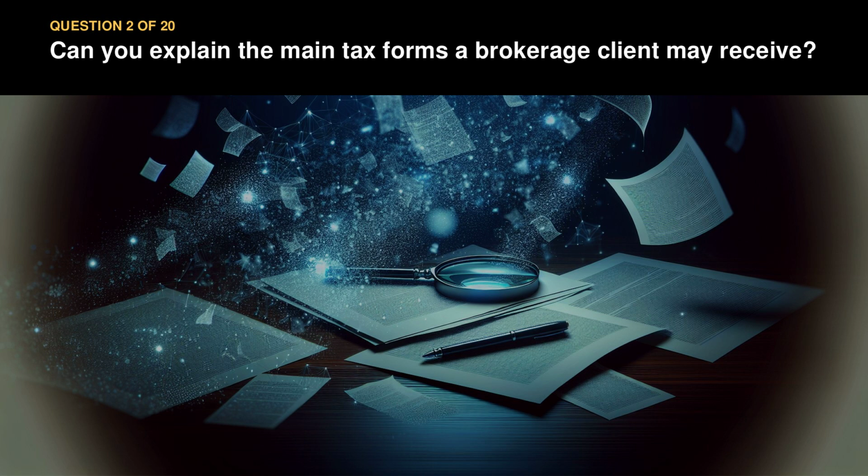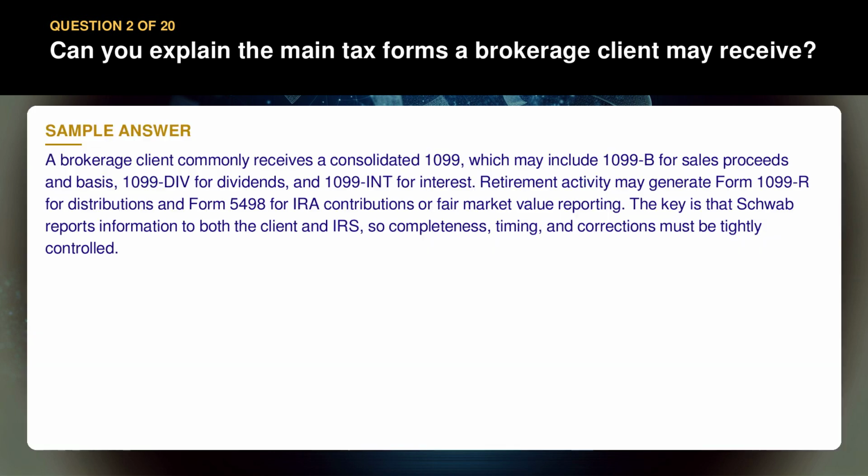Question 2. Can you explain the main tax forms a brokerage client may receive? A brokerage client commonly receives a consolidated 1099, which may include 1099-B for sales proceeds and basis, 1099-DIV for dividends, and 1099-INT for interest. Retirement activity may generate Form 1099-R for distributions, and Form 5498 for IRA contributions or fair market value reporting.